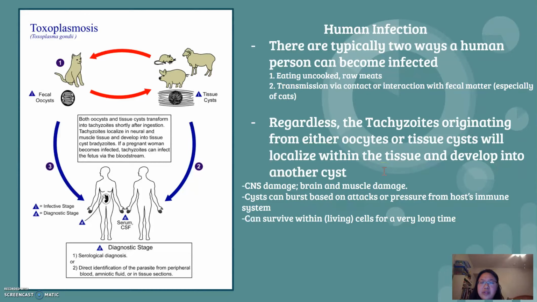But regardless, the tachyzoites originating from either the oocysts or the tissue cysts will localize within the tissue and develop into another cyst, and these cysts are what cause damage to the CNS, or central nervous system, damage to the brain and muscle, and the cysts can burst based on attacks or pressure from the host immune system. So should our immune system try to attack or get rid of it, it would probably rupture and spread throughout the body and repeat and change phases back and forth between the bradyzoites and the tachyzoites, infecting more cells.